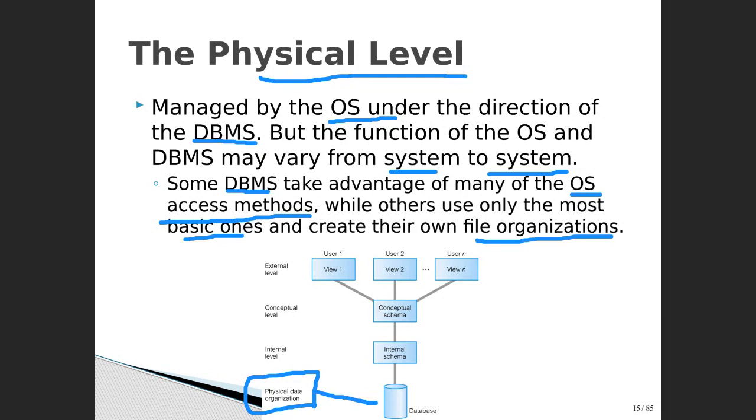It will consider the physical representation. It's the database itself. Same as what we can see in the internal level. Some operating systems have access methods used by the database management system. Some others are not using any of these access methods, but have their own access methods to create their own files.